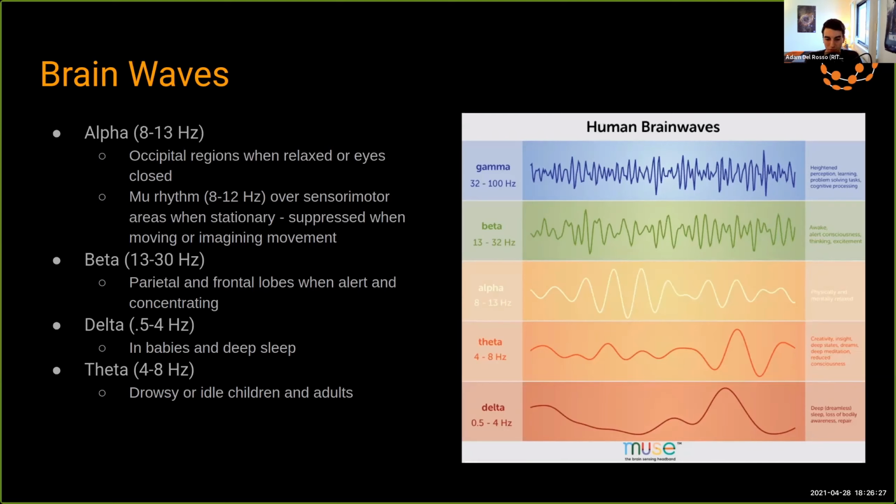But our different frequency ranges tell us different things about what's going on in the brain at any given time. So with some things like drowsy driving, you might see more activity in the lower frequency ranges, the theta range.